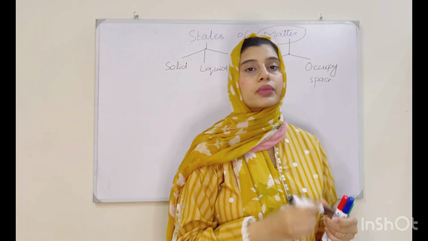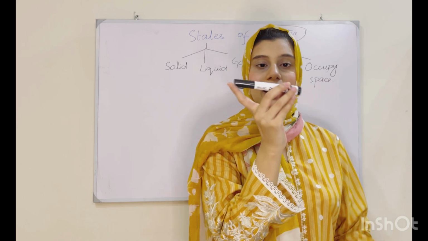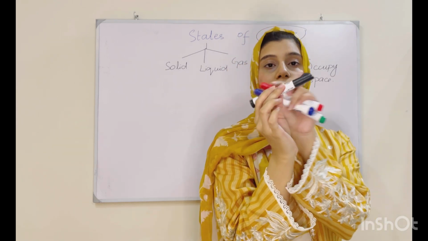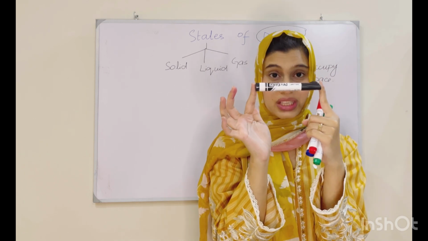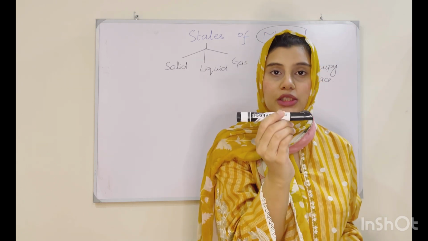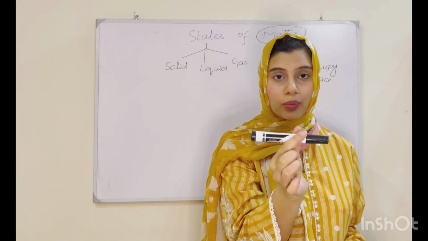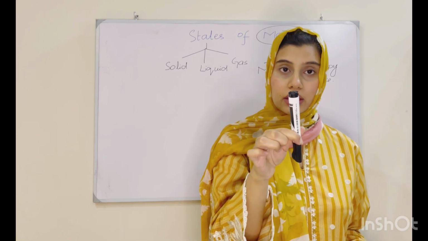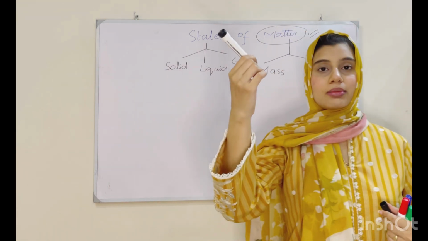For example, this is a marker. We know that this marker must have some mass, right? And it is also occupying this particular space. The place where we can see this is the space which is occupied by this marker. So it is occupying space and it has mass, that means it is a matter.